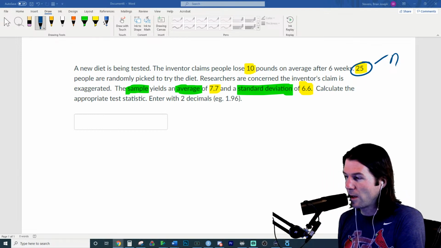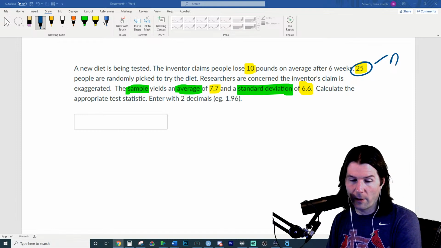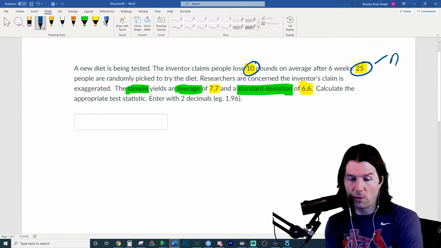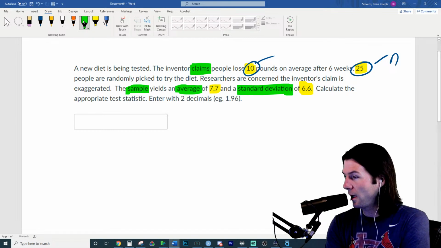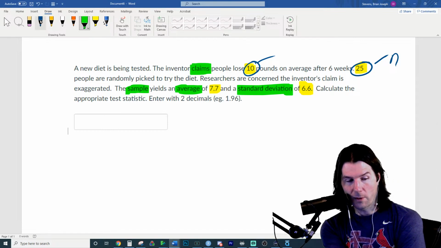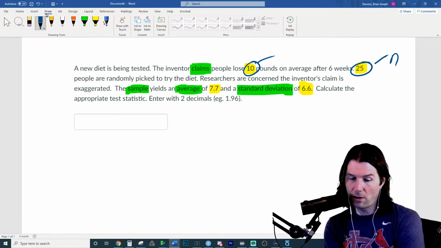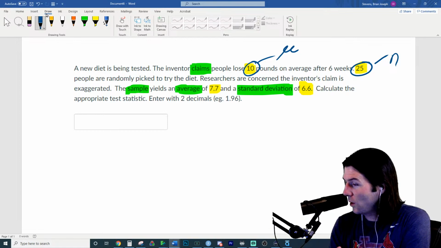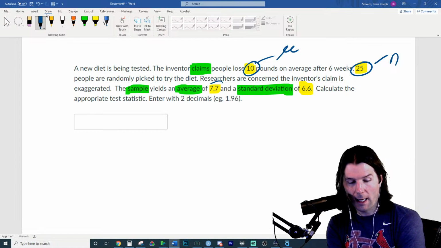You're basically right, Ella. You're basically right. 10 is what they're claiming. And this is where we have to practice, because 10 is the claim. So you're on the right track. This is almost mu. It's close. And this is going to be y hat.